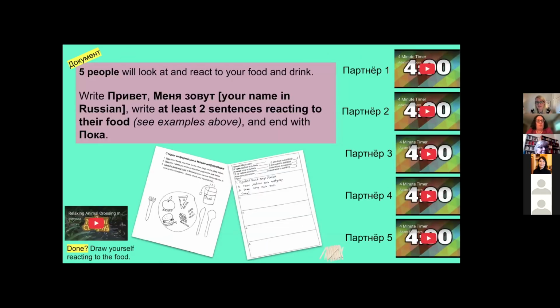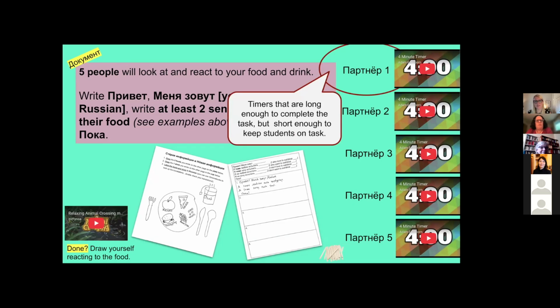And then this is the slide that students saw as we did the trading. You can see there are tons of timers in the corner, because instead of saying, I'm going to give you 20 minutes to talk to 5 people, I split it up: all right, you've got 4 minutes with partner 4. These timers are long enough to complete the task, but short enough to keep students on task.